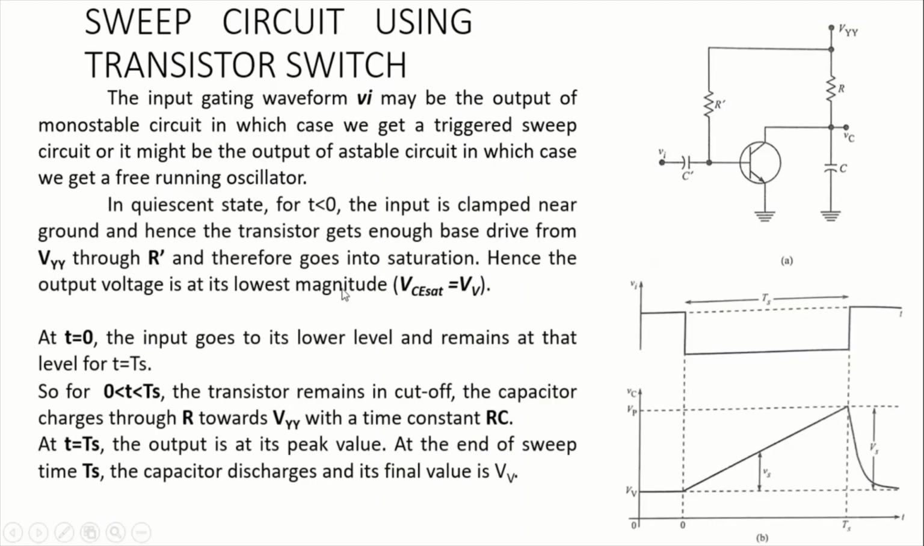See, in the question the same explanation is given. At t equal to 0, the input goes to a lower level and remains at that level for the time period Ts. This is the sweep time. So for 0 less than t less than Ts, the transistor remains cut off, and the capacitor charges through R towards VYY with a time constant RC. When it reaches the peak value at the end of the sweep time Ts, the input has gone back to its normal positive value. When the input is positive, the transistor again gets a sufficient drive from the supply source VYY through R dash, and it becomes on again. When it is on, the collector voltage or the output voltage is clamped to a minimum value of Vv, and it exponentially decreases.